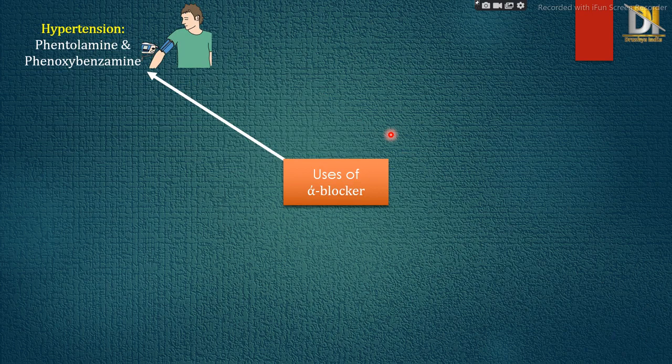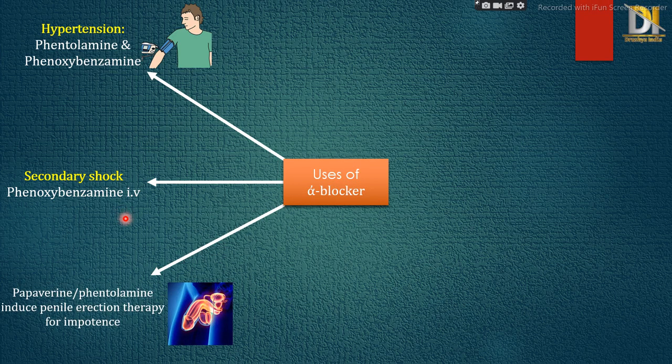First use is in hypertension. For this mainly two drugs: phentolamine, which is from the imidazoline class of equilibrium type, and the second one is phenoxybenzamine from non-equilibrium type, that is beta haloalkylamine. Then next is secondary shock. For this, phenoxybenzamine is administered intravenously, in emergency cases. Then papaverine or phentolamine are used to induce penile erection, as therapy for impotence.